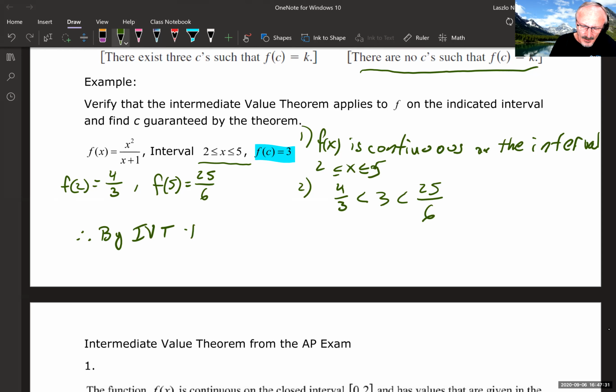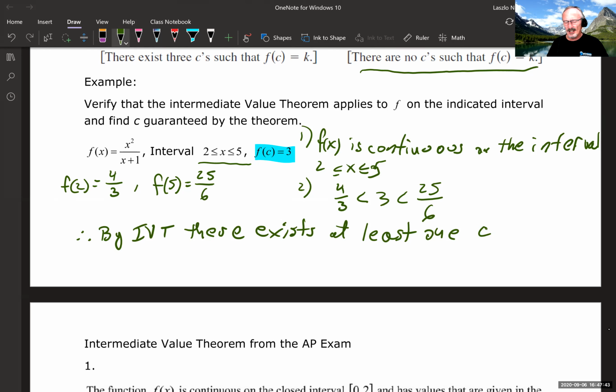IVT there exists at least one C, and so there are a couple of critical things. We have to identify the two components of the hypothesis, that F is continuous on the interval, and we have to talk about the interval from 2 to 5.